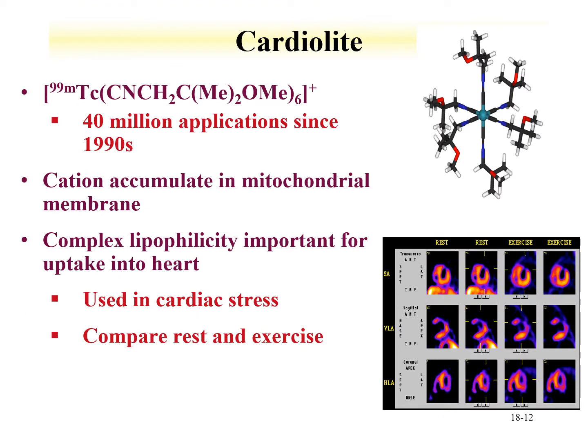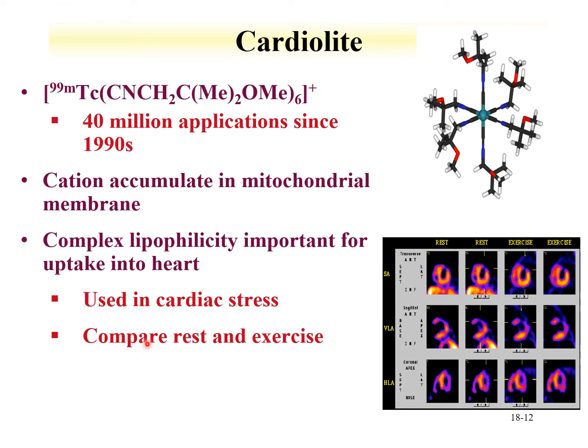An example of an imaging agent is shown here, Cardiolite. The compound of Cardiolite is shown here. As you can see, it's a cation. There have been 40 million applications of Cardiolite since the 1990s. This cation accumulates in myocardial membrane, and what this is used to do is to see how well heart muscle behaves, and it's used in cardiac stress tests.